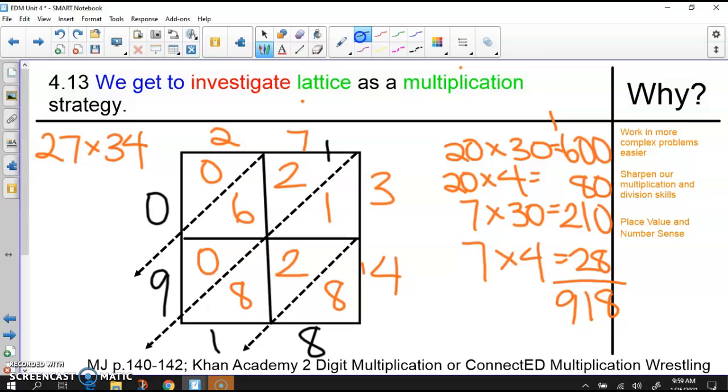And look what I end up with. 9 in the hundreds, 1 in the tens, 8 in the ones. That's what I ended up with here. 9 in the hundreds, 1 in the tens, 8 in the ones.